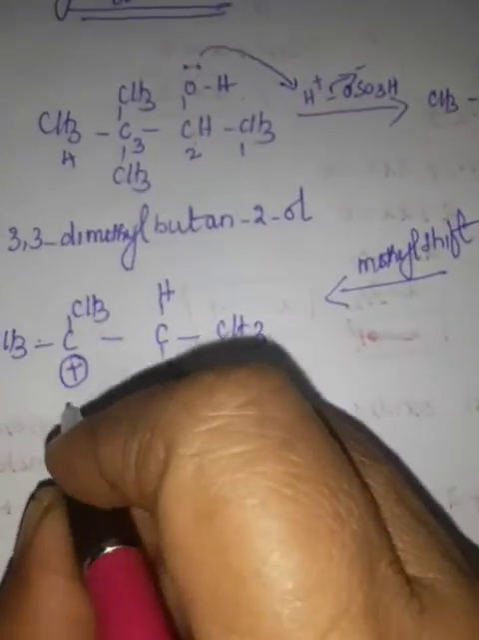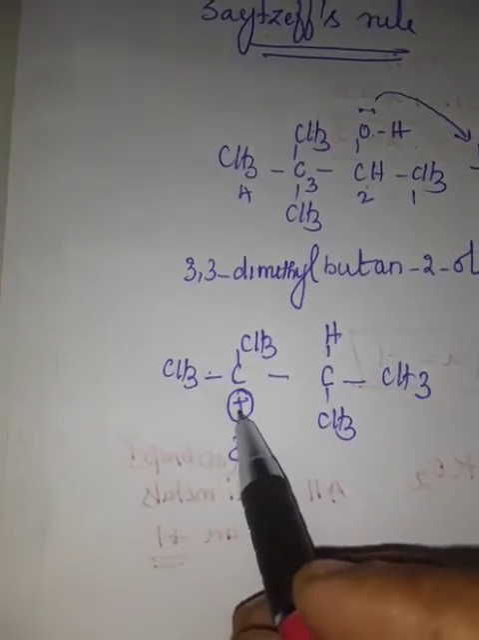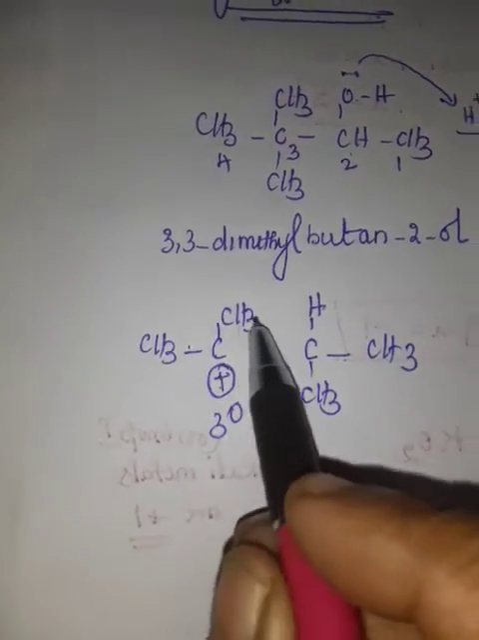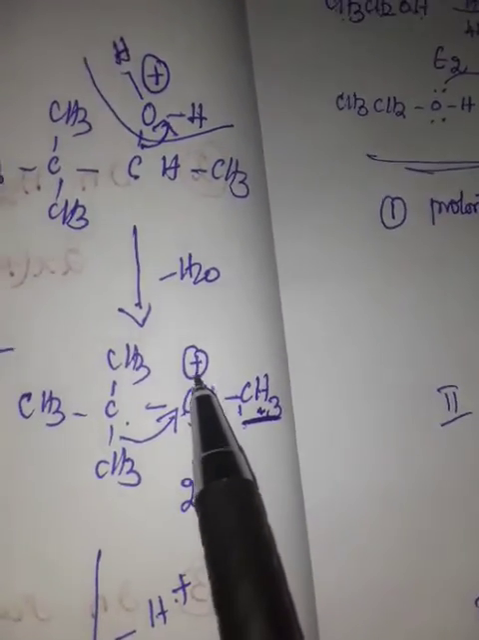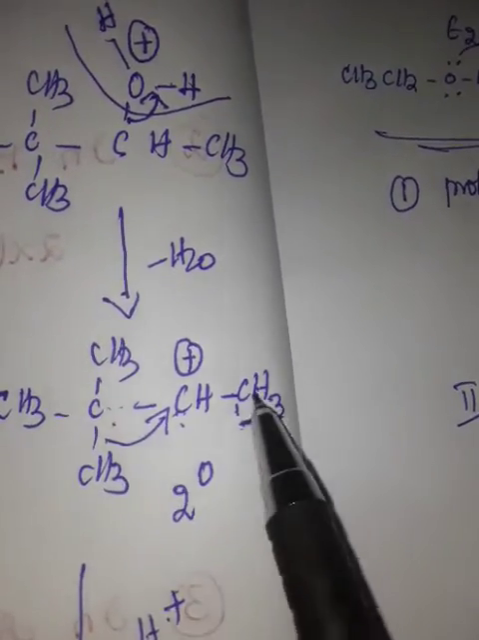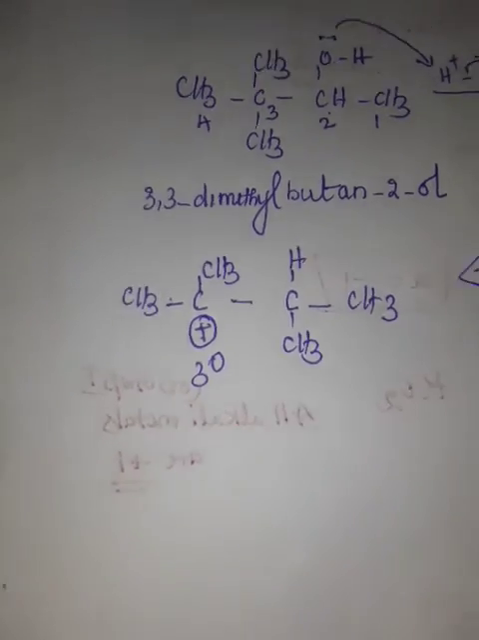This is a tertiary carbocation. Why tertiary? This carbon having the positive sign is attached to 3 more carbon atoms, so it is called tertiary. Secondary is the carbon attached to 2 more carbon atoms. This is a tertiary carbocation.